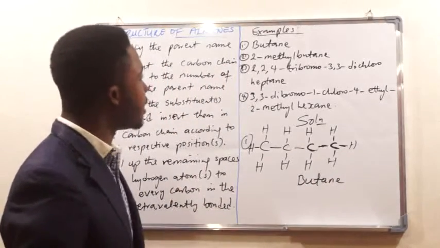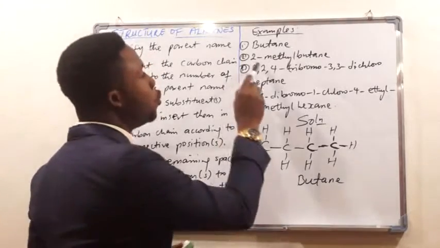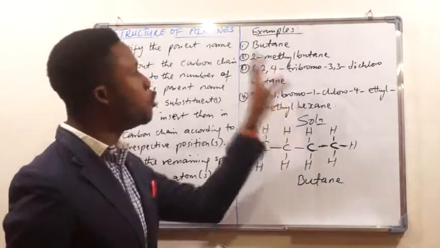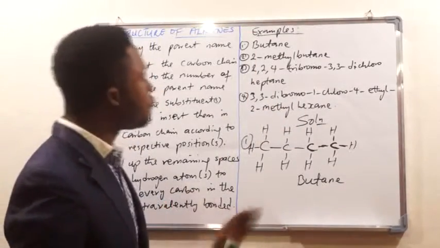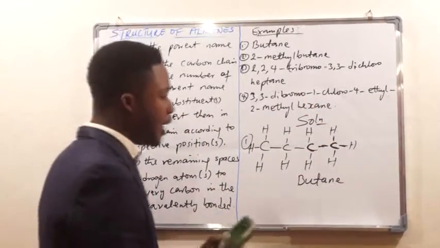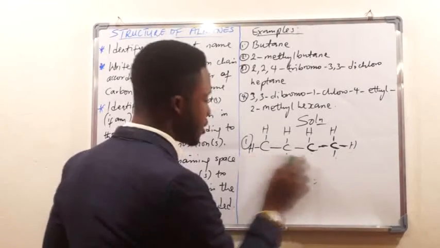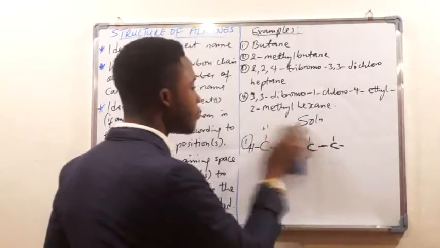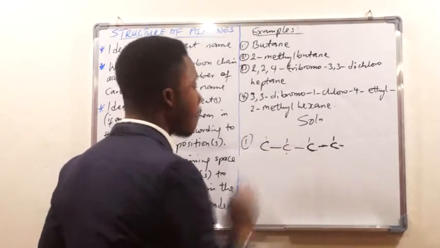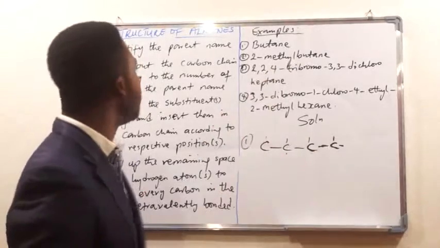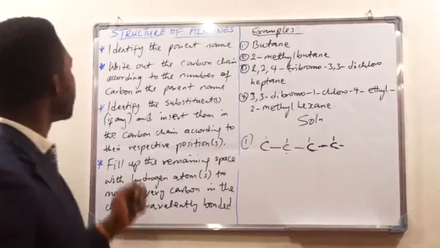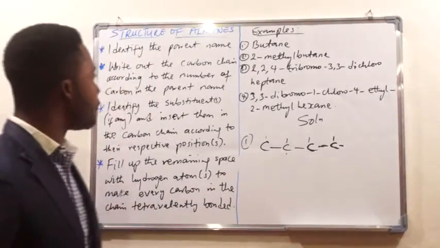Now, looking at the second example, we have 2-methyl butane. We are to draw the structure of 2-methyl butane. First of all, the parent name also is butane, which simply means 4 carbons. Now let me clean up these hydrogens here, since we are still working with butane. I still have my 4 carbons here. 2-methyl butane. The parent name is butane, 4 carbons. Now we have written out the 4 carbons.